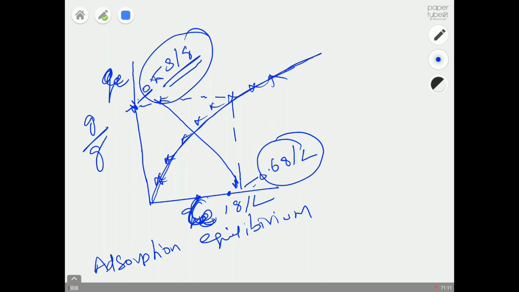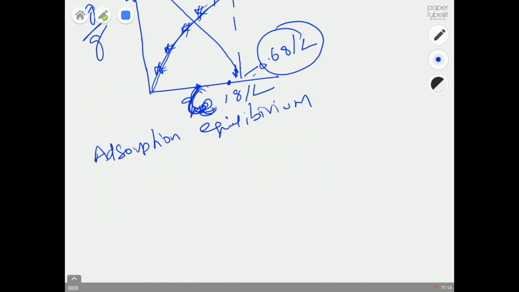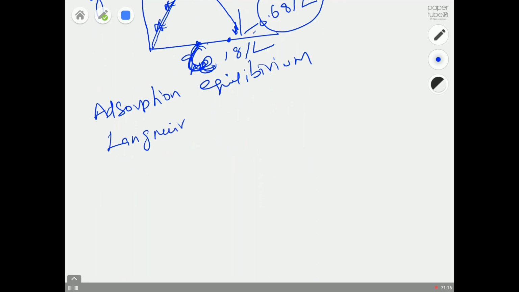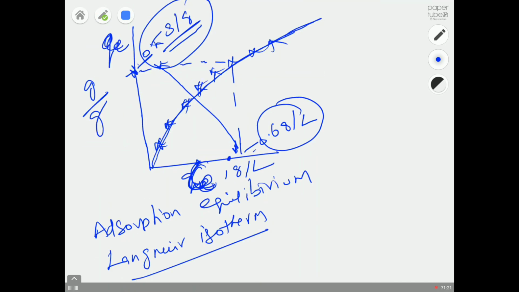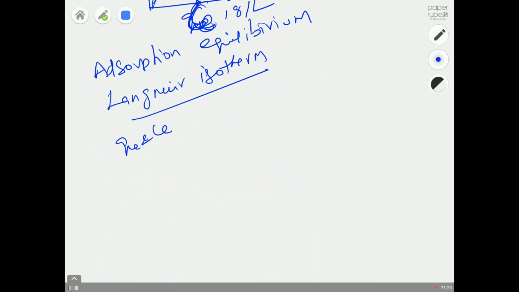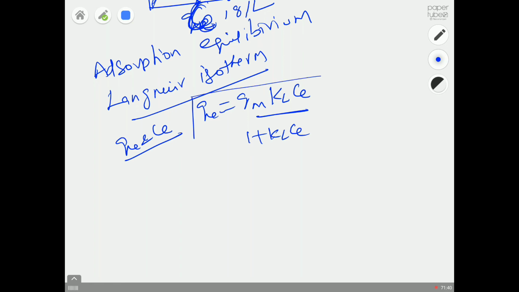Typically people use something called a Langmuir isotherm to describe the relationship between QE and CE, or to describe the equilibrium concentration of your solute from the solution side to the solid side. So QE equals QM KL CE divided by 1 plus KL CE. I'm sure you studied these things already. I'm not going to explain too much about this one, so I'll just quickly say what this is.